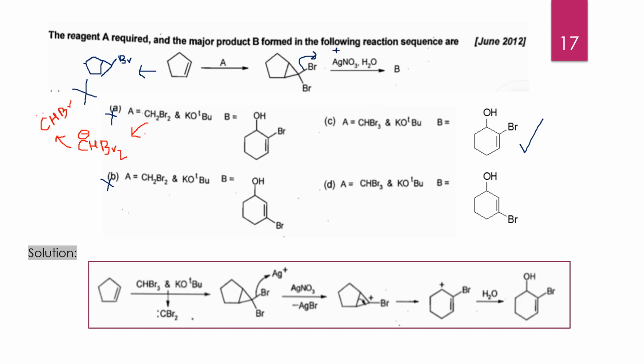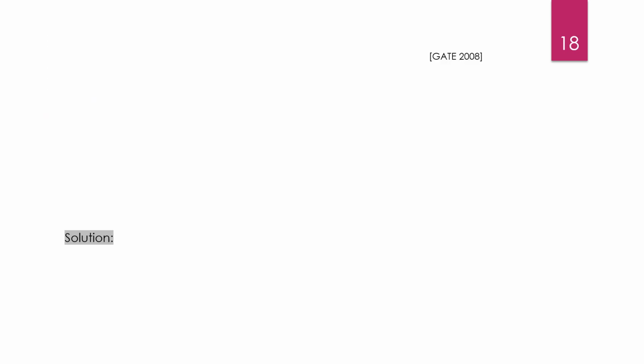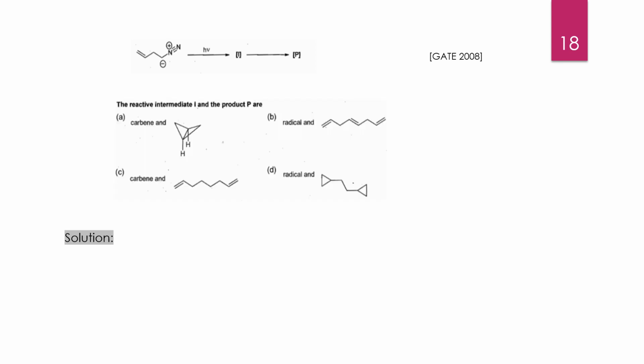So let's come to the next problem. It was given in GATE 2008. You know about the GATE exam. So here is the problem. It is a photochemical reaction. They just irradiate this one, and it will give an intermediate I, and that will also give a product. So these are the options.